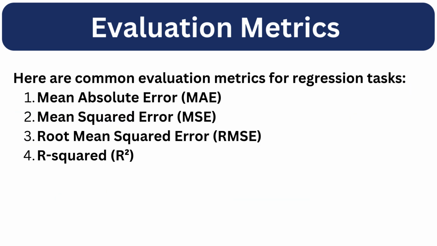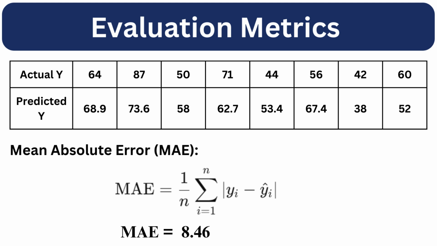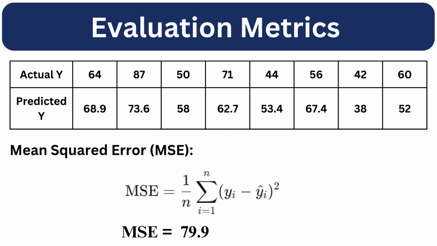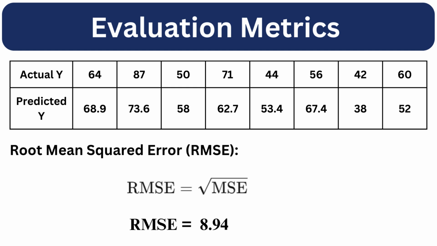Now let's talk about the evaluation metrics used for regression tasks. Some common evaluation metrics include mean absolute error, mean squared error, root mean squared error, and R squared. Mean absolute error calculates the average absolute difference between the predicted and the actual values. It's easy to interpret and gives equal weights to all errors. Mean squared error squares the errors before averaging, penalizing large errors more heavily. It's sensitive to outliers. Root mean squared error is the square root of mean squared error, bringing the scale back to the original units of the target variable.